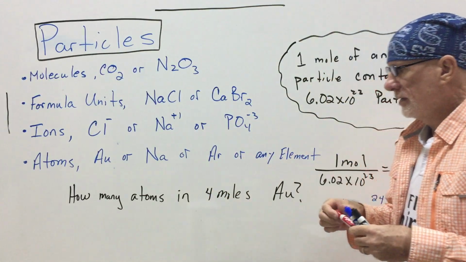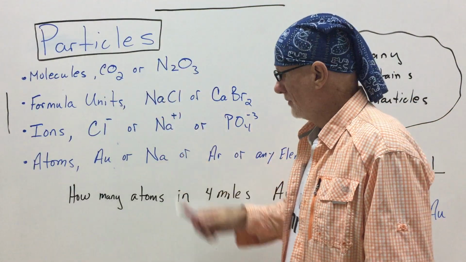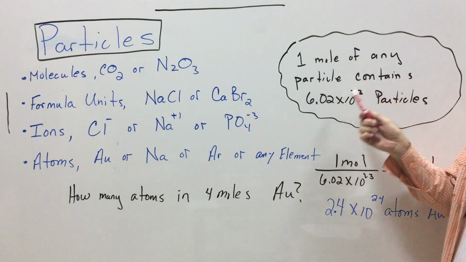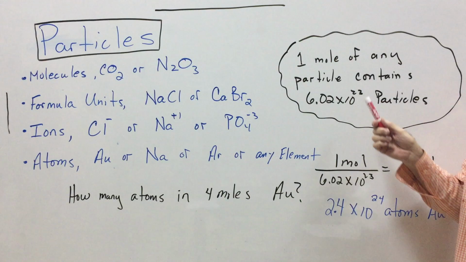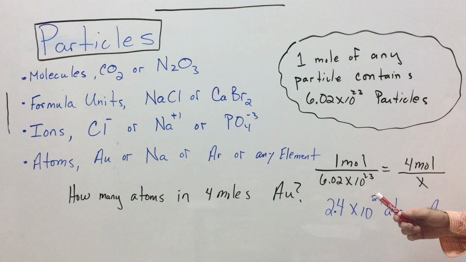So, particles. 1 mole of any particle contains 6.02 times 10 to the 23rd particles. 1 mole. Here's an example.